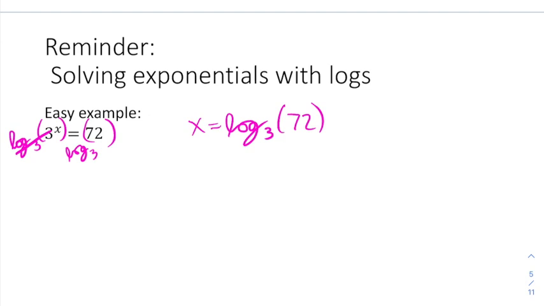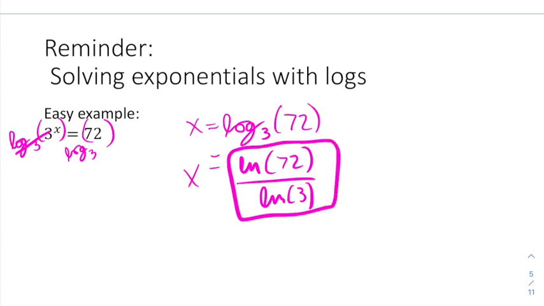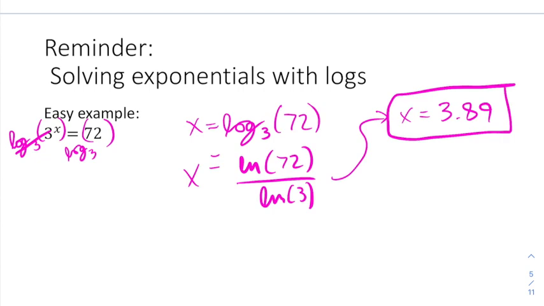We're going to use something called the change of base formula. Change of base formula says that if I take the natural log of the number that's being logged divided by the natural log of the base, I'll get an equivalent expression. The reason we would want to do this is because ln of 72 over ln of 3 is much easier to type into a calculator. When we do type it into the calculator, we get an answer of 3.89, which would be our solution.